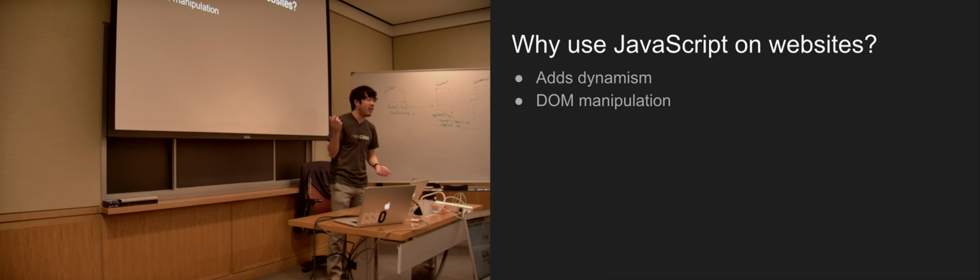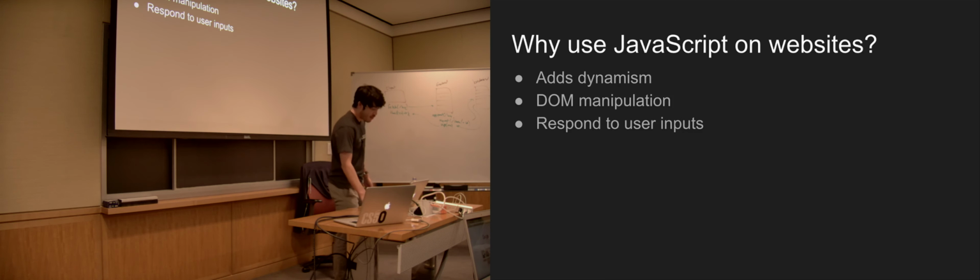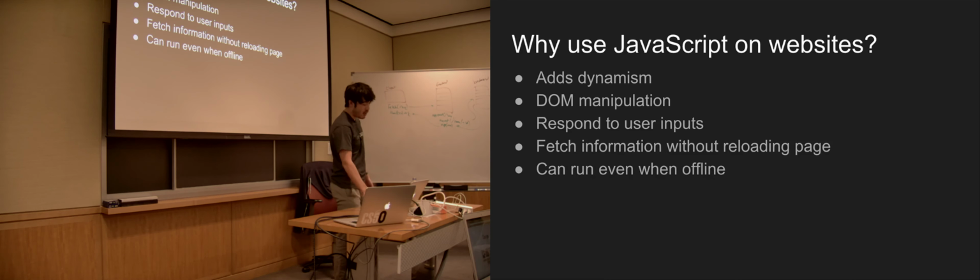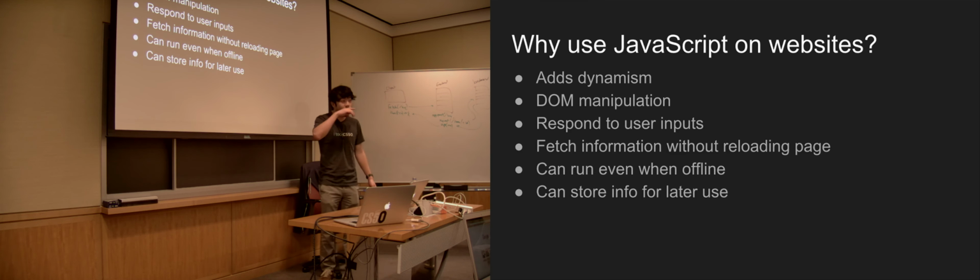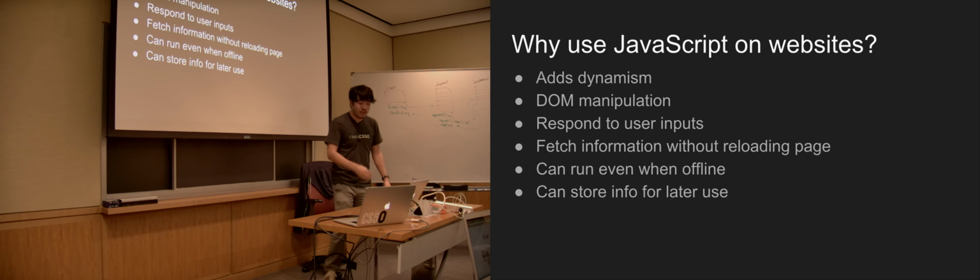We also had DOM manipulation, which made things dynamic. We could respond to users' inputs, fetch information without reloading the page is the big one, and we can even run things while offline. Also, we can store information for later use. How do we do that? How do we store information? A cookie is one way. Local storage is the other way.